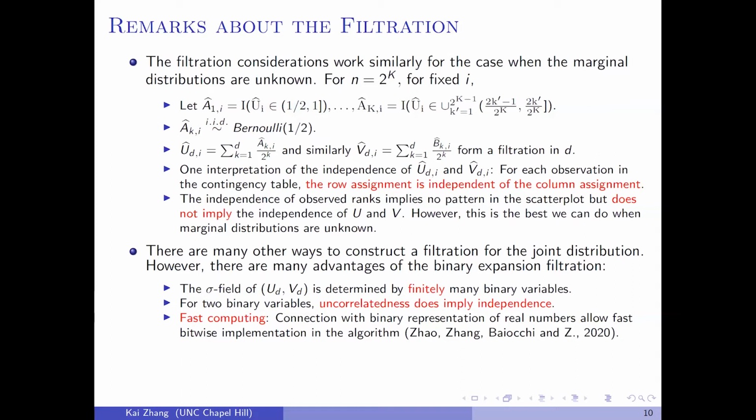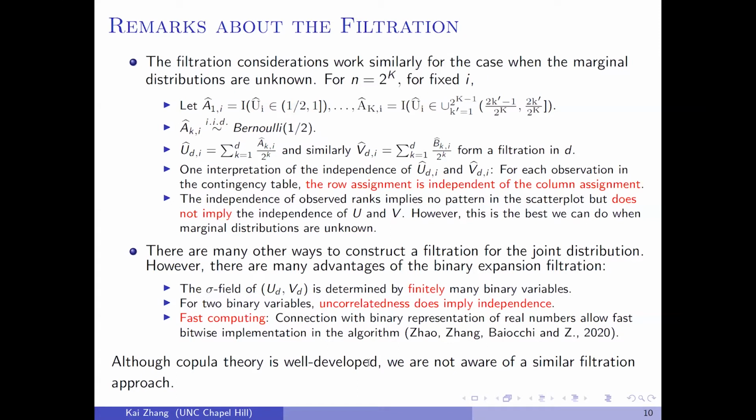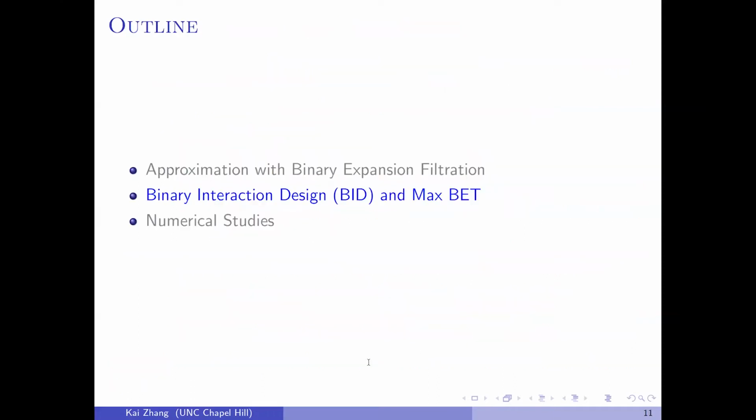The third advantage comes from the connection to current computing systems, which are based on bits, which are binary. Using binary expansion statistics allows us to work directly over data bits and to implement the statistical procedure through bitwise algorithms, which in turn provides us fast computing. We have already implemented that in this paper, and our bitwise algorithm is about 100 times faster than existing methods. Due to these three reasons, we focus on the binary expansion approach, and I would like to mention that although computer theory is well developed, we are not aware of a similar filtration approach.